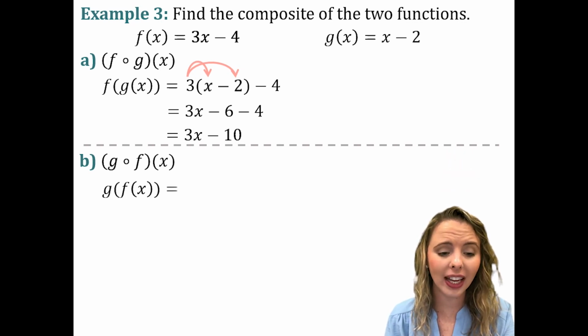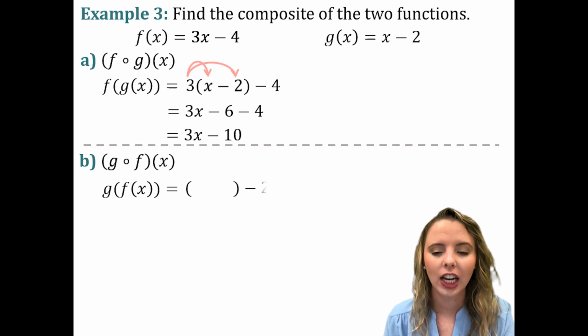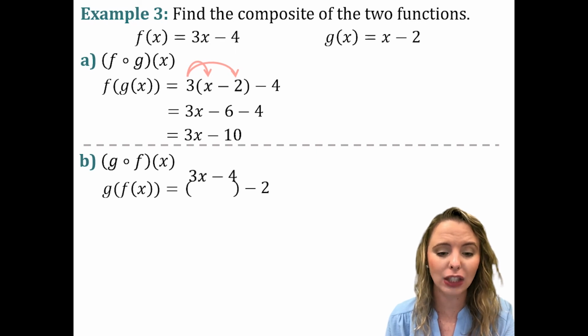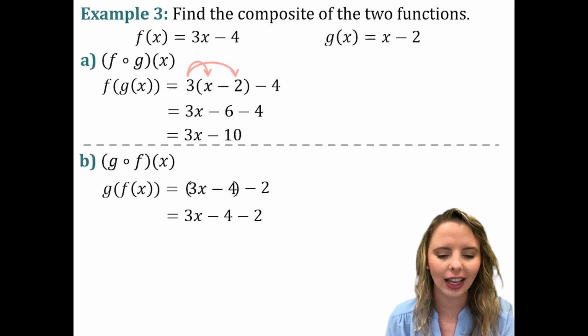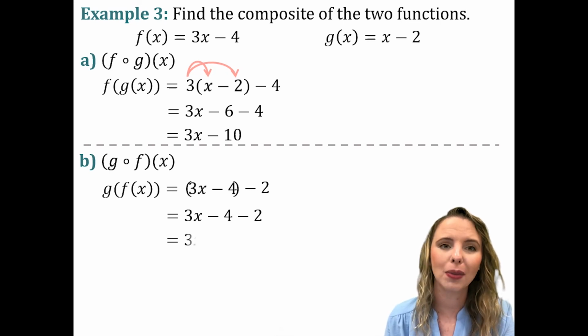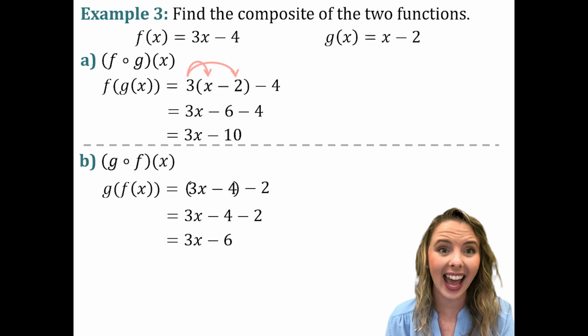Okay, so hopefully you knew that you were plugging f into g. g is x minus 2, so we need to take f, which is 3x minus 4, and plug it in for x. That's just going to be 3x minus 4 minus 2, because in front of that set of parentheses is simply a 1, which doesn't change anything. We need to combine like terms, so negative 4 minus 2 is negative 6, and that is g of f, just like that.